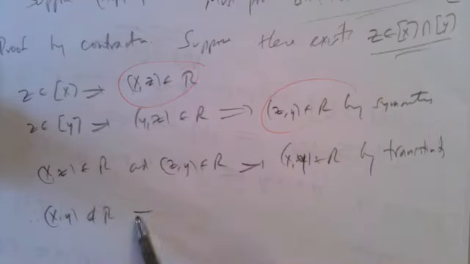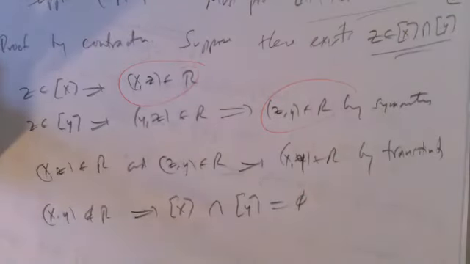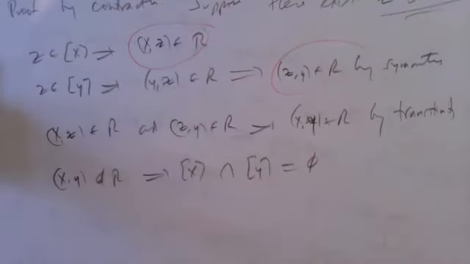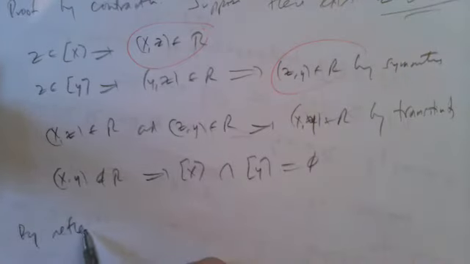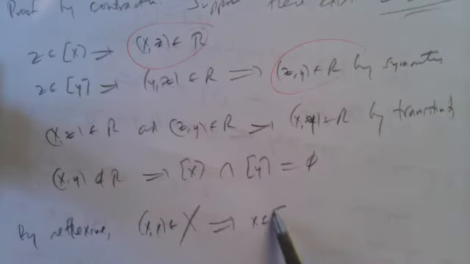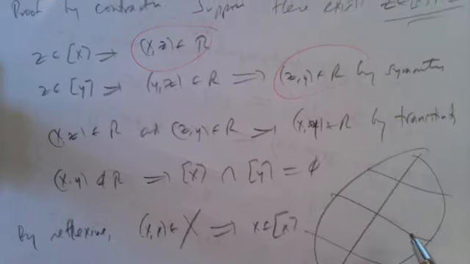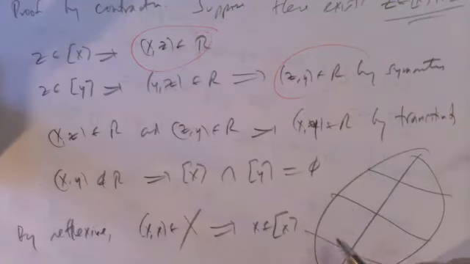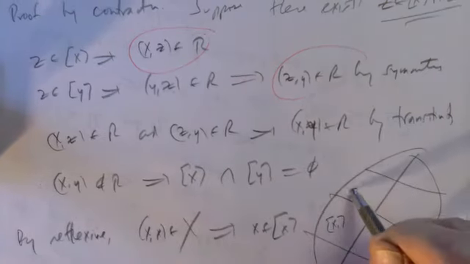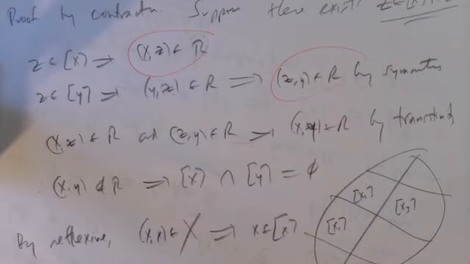If XY is not in R, then the equivalence class of X is disjoint from the equivalence class of Y. Right? And I would make one other observation. By the reflexive property, X comma X is always in R. So X is always in the equivalence class of X. Which means if we take the set S and we divide it up into equivalence classes, we get the whole set. We have one equivalence class, another equivalence class, another equivalence class, and so on. These equivalence classes have no elements in common, and every element belongs to some equivalence class. So an equivalence relation determines a partition of the set X.